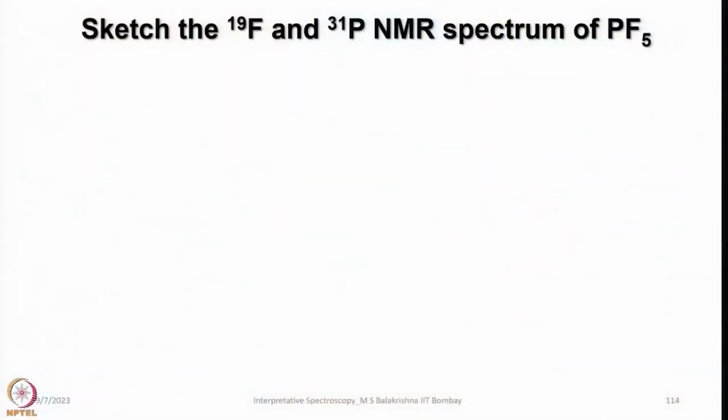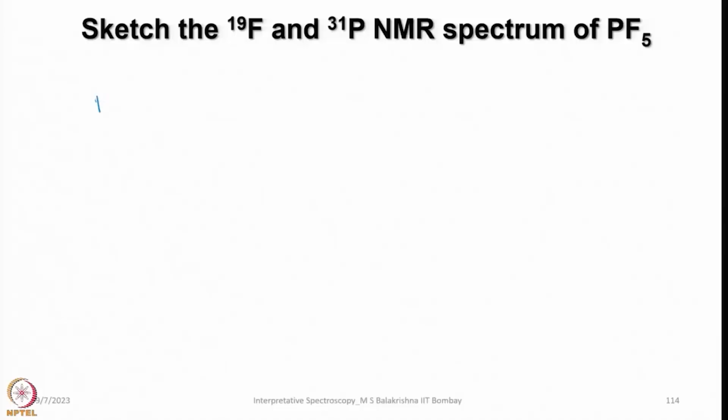Now let us look into the NMR spectrum of PF5, both 31P NMR and 19F NMR. PF5, we all know that it is a highly fluxional molecule and it is trigonal bipyramidal, and because of fluxionality, we may not be able to distinguish axial fluorine from equatorial ones. So at room temperature, if you record 31P NMR, all are identical. As I said, we cannot distinguish between equatorial and axial ones.